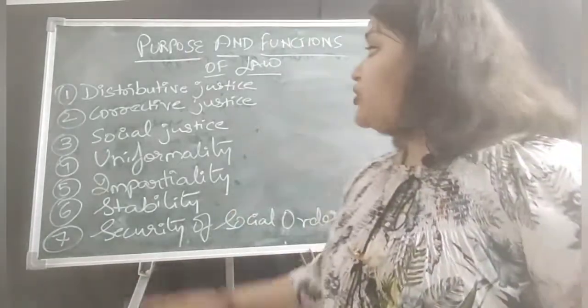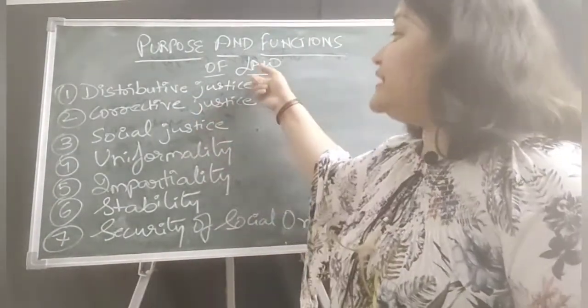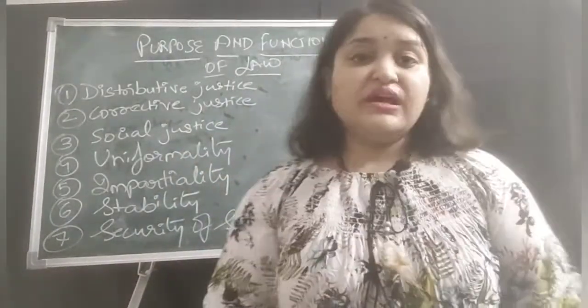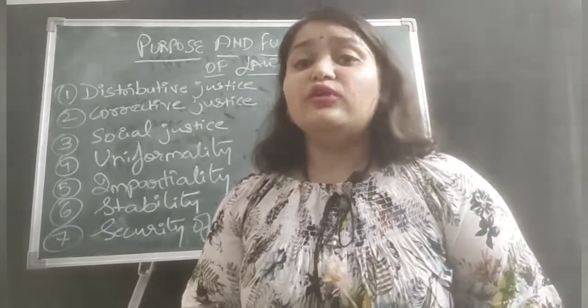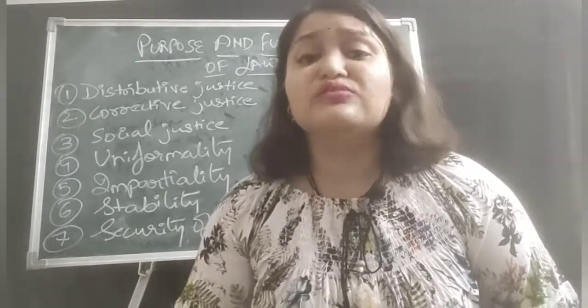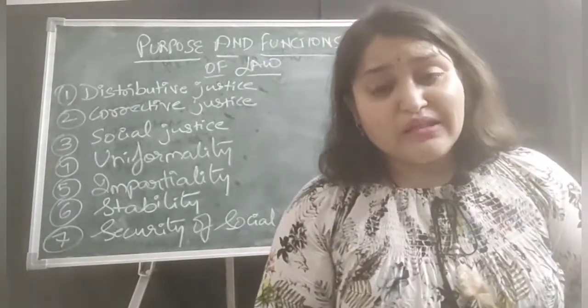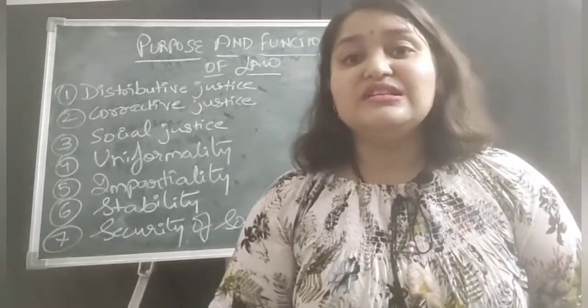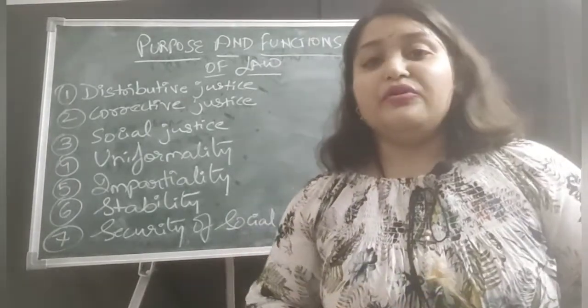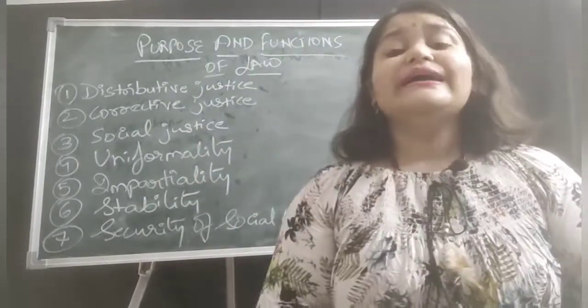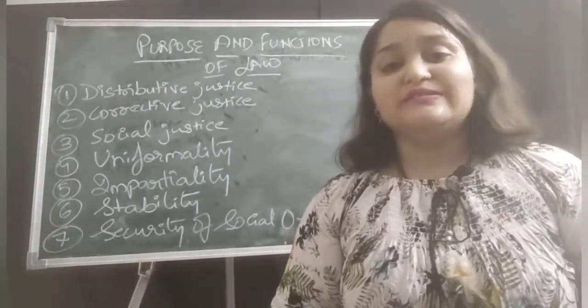I hope that corrective justice is clear, distributive justice is clear. Now let's come towards social justice. What is social justice? As we already know, maintaining social order in the society is very important, and laws only help in maintaining the social order in the society. Because of the law, social order is maintained, and hence social justice is maintained. So that is why social justice can be achieved, because law helps in maintaining social order.